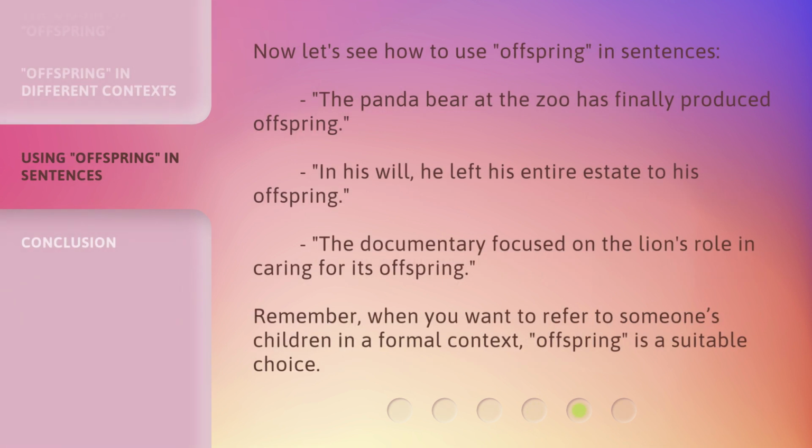Now let's see how to use offspring in sentences. The panda bear at the zoo has finally produced offspring. In his will, he left his entire estate to his offspring. The documentary focused on the lion's role in caring for its offspring. Remember, when you want to refer to someone's children in a formal context, offspring is a suitable choice.